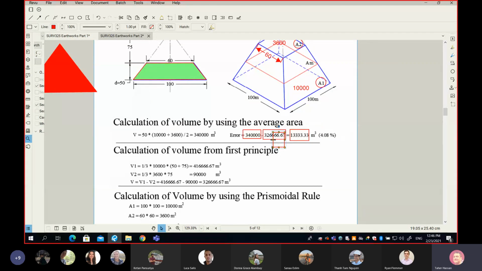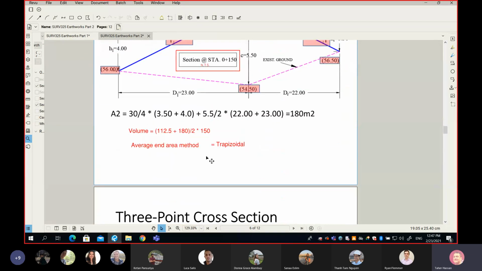It means the average end area method is not exact. It's an approximate method. It can give us the volume within plus or minus 5%. And I can tell you, this is probably something you already knew from CVT. In CVT, for an engineering problem, there could be several approaches or several solutions. Some of them are very accurate, and some of them are not that accurate, okay? So the average end area method, which we said here, is equal to trapezoidal, huh? We said that already, that average end area is the same as trapezoidal. This is not an exact method. It gives us a volume within plus or minus 5%.